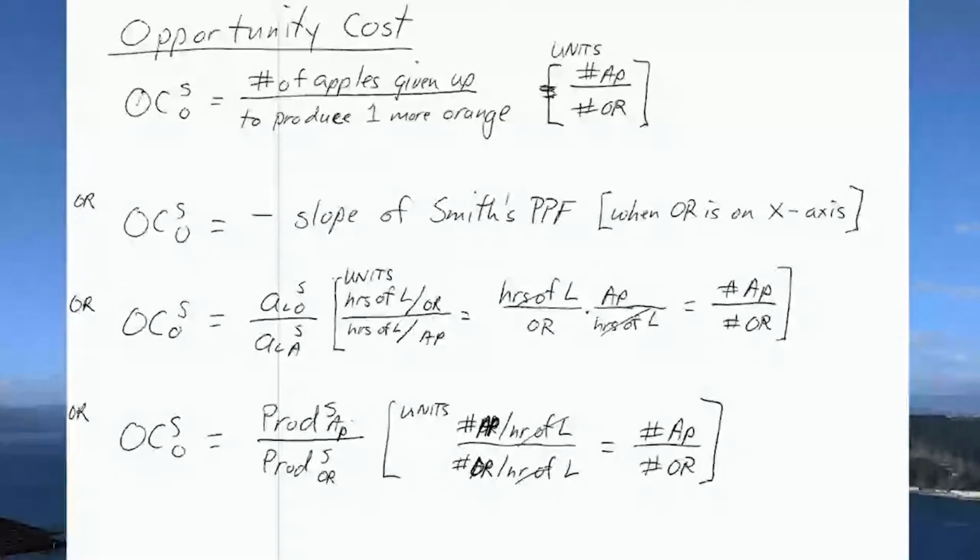What we want to learn how to measure in the context of the assumptions of this model is what would, for example, Smith's opportunity cost, OC, for oranges be? So Smith S, O for oranges, OC for opportunity cost. What would be Smith's opportunity cost of producing oranges? Now, the answer to that, or the definition of that in the context of this model, is going to be given by this ratio right here. We're basically asking the question, how many apples does Smith have to give up in order to produce one more orange?